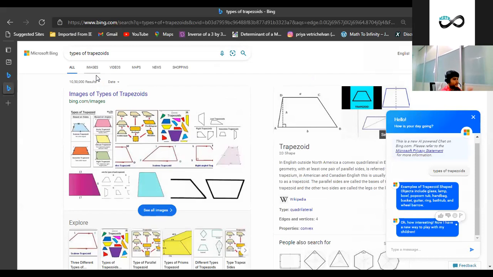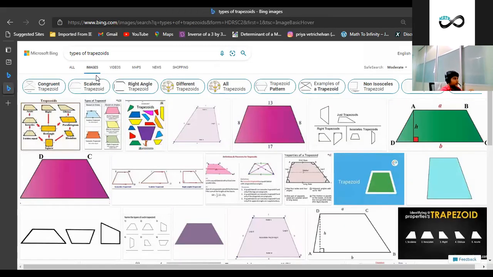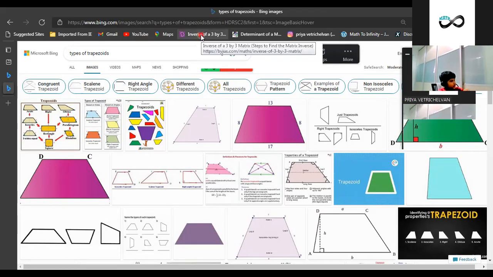Ma'am, what's the difference between trapezoids and trapeziums? Hello? Yes, Jabin? What's the difference between trapezoids and trapezium? They are same.